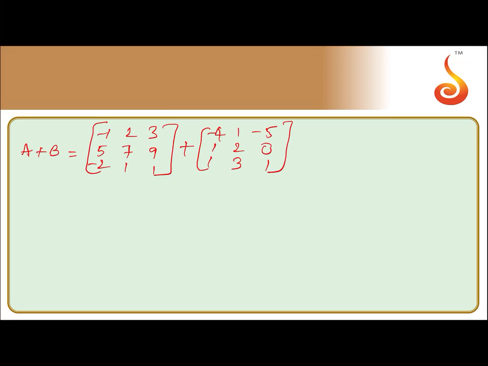So this is the sum of the two matrices A plus B, and that gives us the answer: minus 1, minus 4, minus 5, and 2 plus 1 is 3, 3 minus 5 is minus 2, and 5 plus 1 is 6, 7 plus 2 is 9, and 9 plus 0 is 9, minus 2 plus 1 is minus 1, and 1 plus 3 is 4, and 1 plus 1 is 2. This is A plus B.